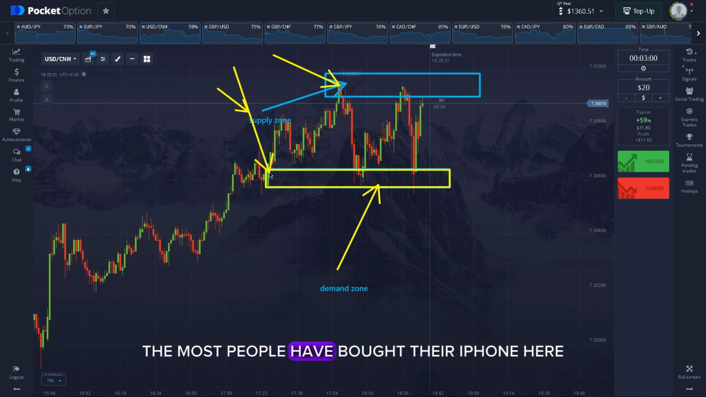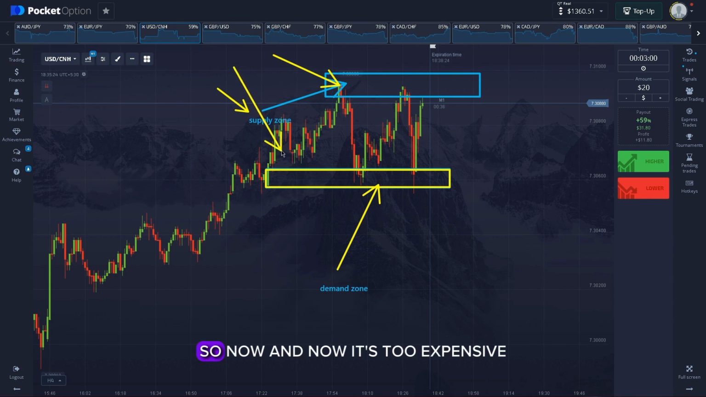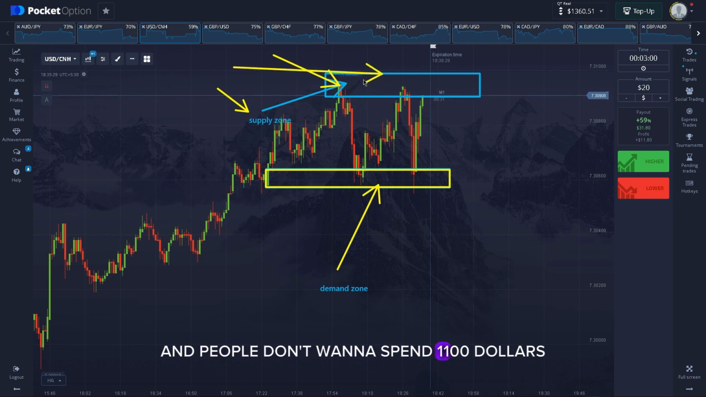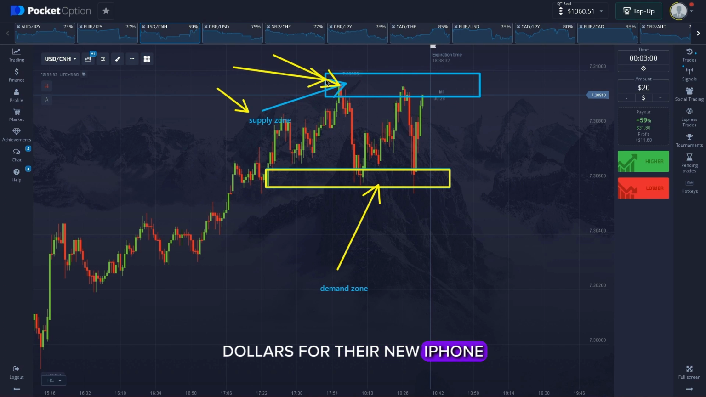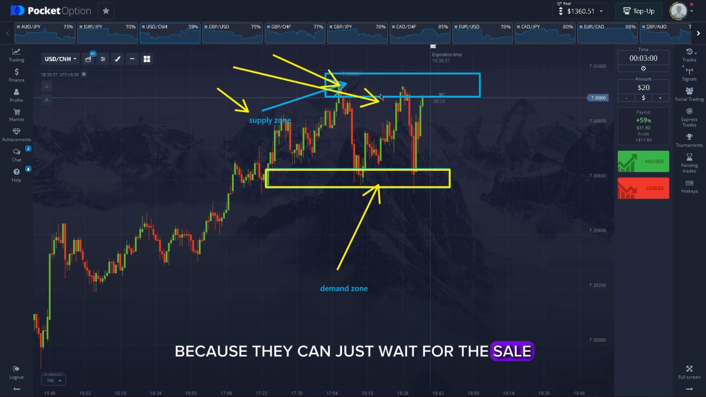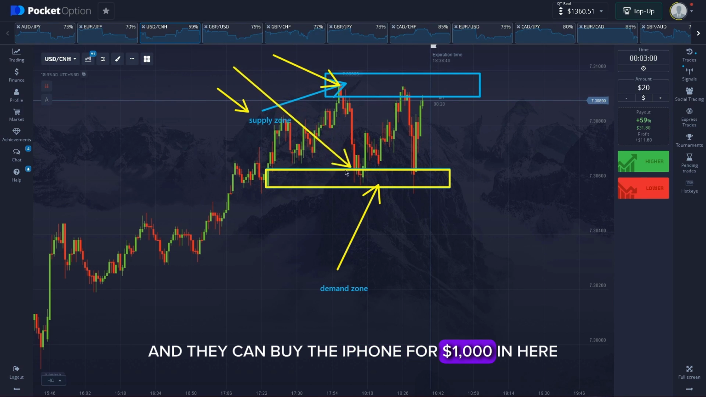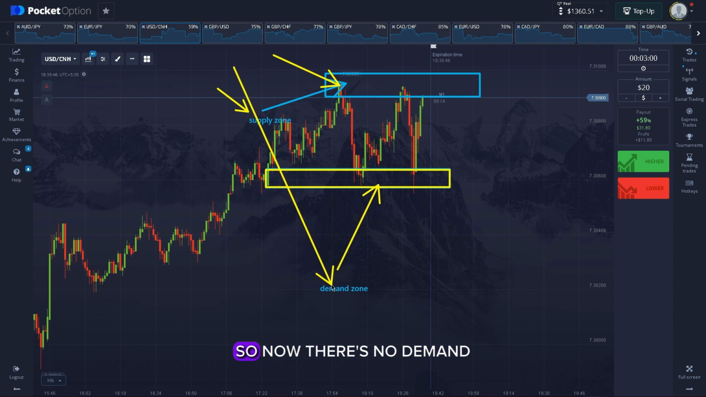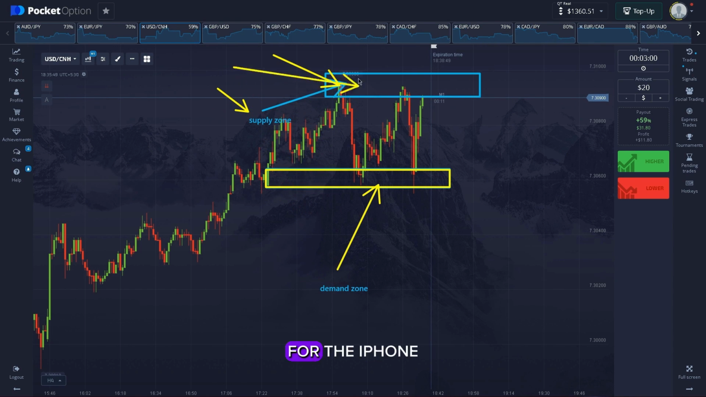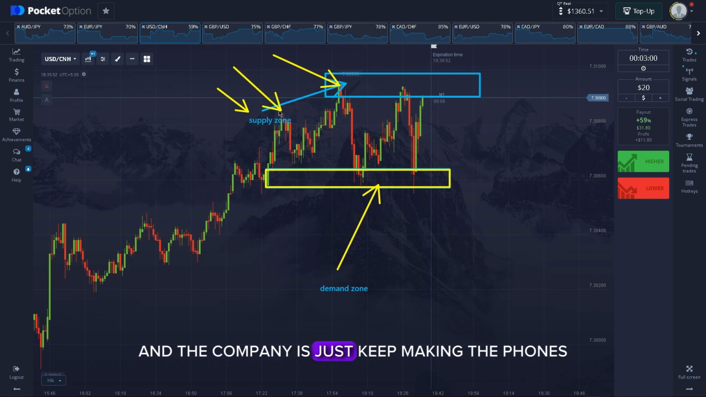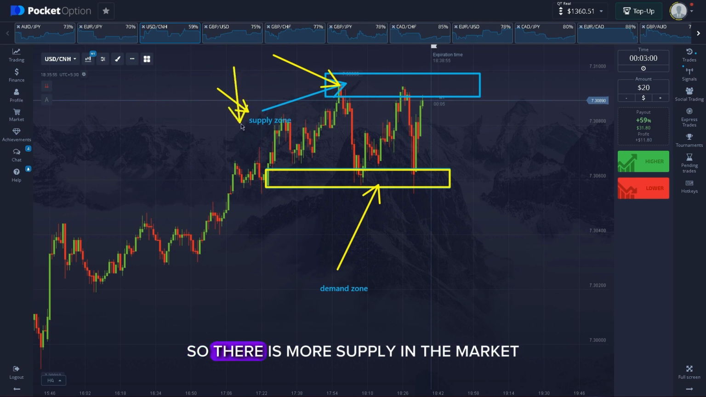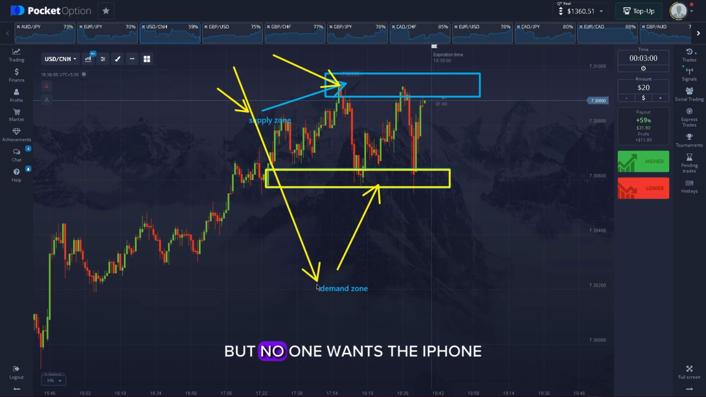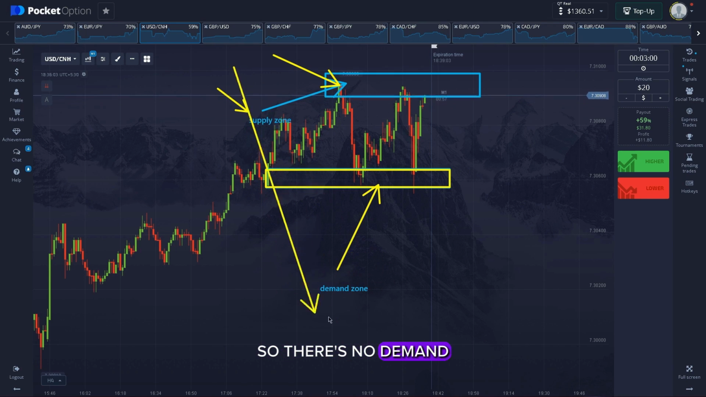The most people have bought their iPhone here. And now it's too expensive. It's now $1,100, and people don't want to spend $1,100 for their new iPhone because they can just wait for the sale and they can buy the iPhone for $1,000 in here. So people just don't buy the iPhone. So now what happened? Now there's no demand for the iPhone, and the company keeps making the phone, so there is more supply in the market. So there are more iPhones in the market, but no one wants the iPhone, so there's no demand.